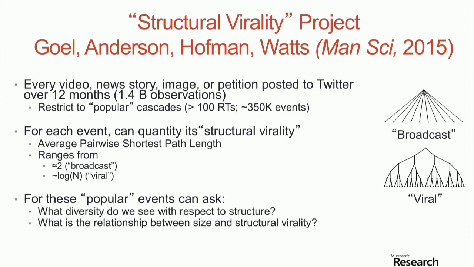And so now that we have these numbers, we can ask about their distribution. In particular, we can ask how much diversity do we see with respect to structure? So are popular things mostly viral in this structural sense, or are they mostly broadcasts? Or are they some sort of combination of the two? You might imagine that truly viral things need to have a little bit of broadcast and a little bit of virality. You can sort of make up any story that you want.